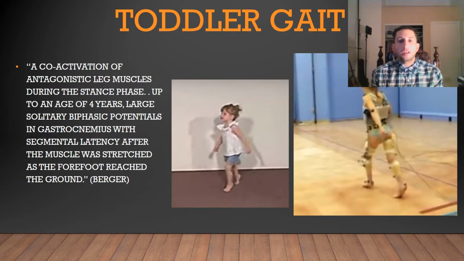And in further details of this type of anomaly, a co-activation of antagonistic leg muscles during the stance phase up to the age of 4 years, large solitary biphasic potentials in the gastrocnemius with segmental latency after the muscle was stretched as the forefoot reached the ground. Overall, fancy words for this type of leg movement observed in cerebral palsy patients. Now, as you can see right here, the same type of pattern behavior can be seen with the toddler from the original video.